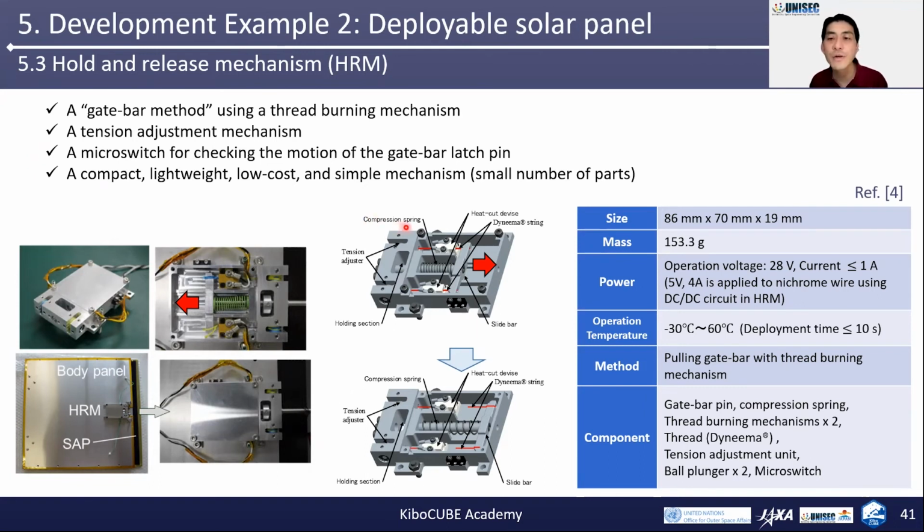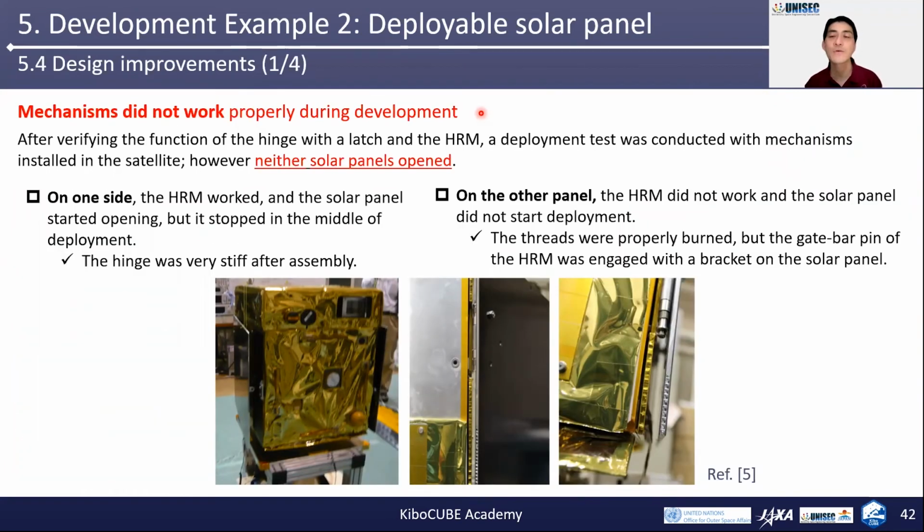So these 2 lines are threads. They are redundant. There are tension adjustment screws, and there are heat cut devices. When the threads are burned, this gate bar pin slides to the right, and the bracket here is released. But there were problems during the development. The mechanism did not work properly during development on the ground.